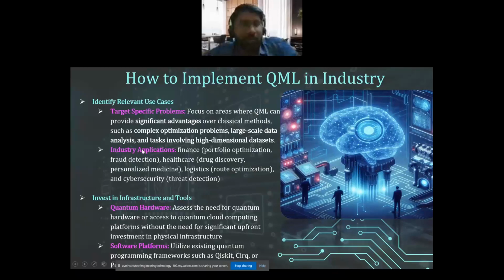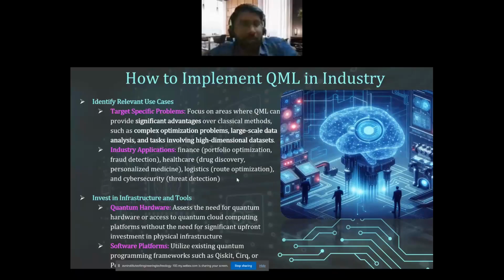For example, in industry applications, we have seen finance and each and every industry. In one or two different sectors we can include quantum machine learning. Those are the sectors that require the advantages of quantum machine learning, right? The remaining things can be achieved through classical machine learning itself. There is no need for quantum machine learning. This is a very key point: identifying the use case is the key here. And then we have to invest in infrastructure and tools, right?